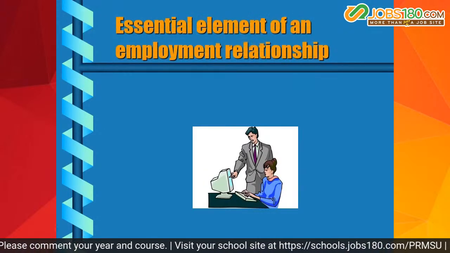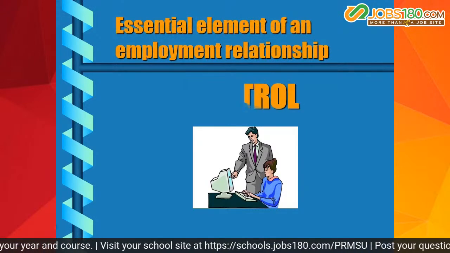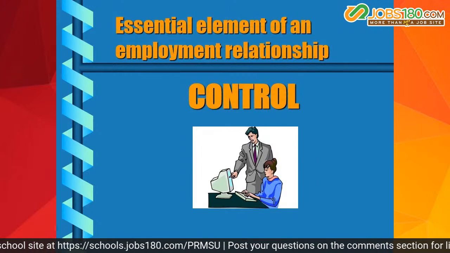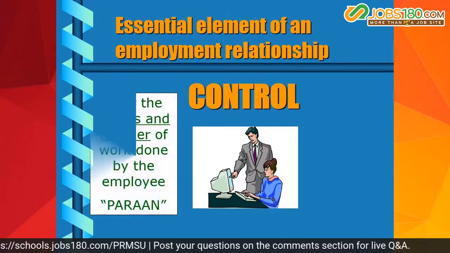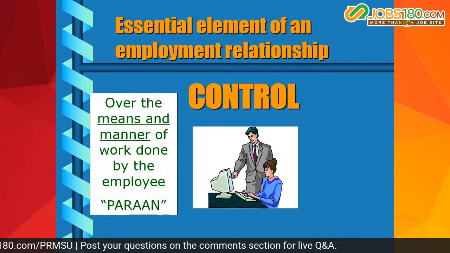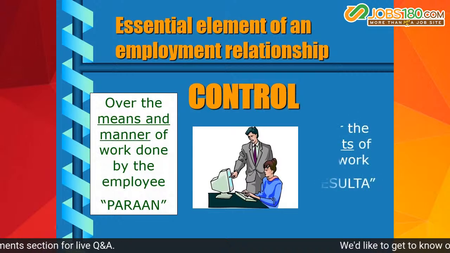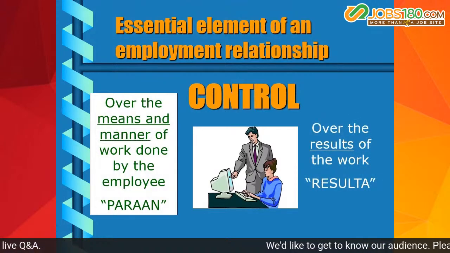The essential element of an employment relationship is what we call control. The employer has control over the means and manner of work done by the employee. And the employer also has control over the results of the work.